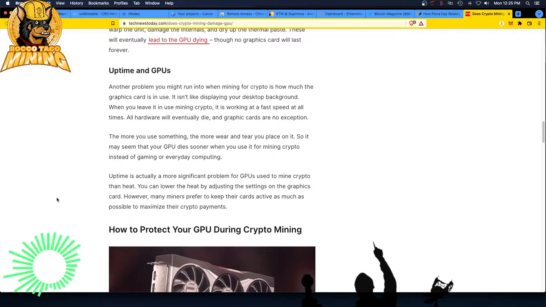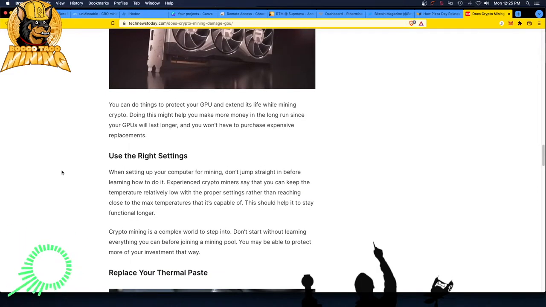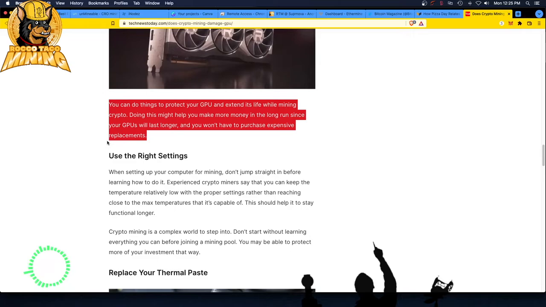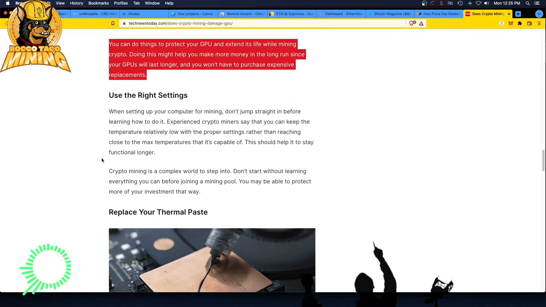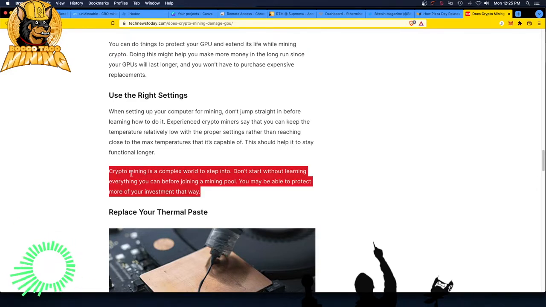Interesting. You can lower the heat by adjusting the settings on the graphics card. However, many miners prefer to keep their cards active as much as possible to maximize their crypto payments. You can do things to protect your GPU and extend its life while mining crypto. Yeah, use the right settings. You can, but you want to maximize your hash rate. You can run efficient. You can do the hash to watt ratio, trying to get the most efficiency out of your cards, and that's the most recommended approach.